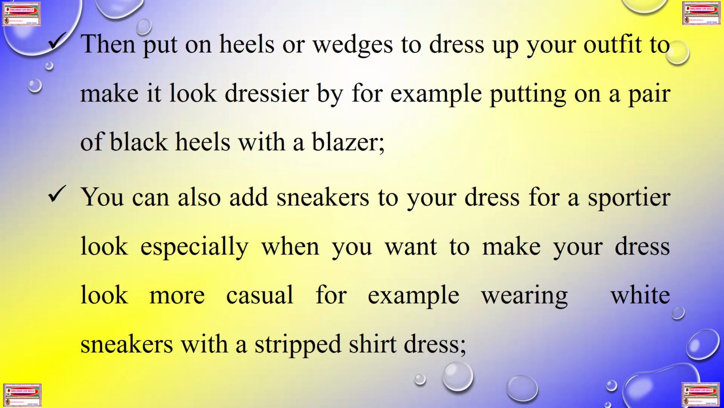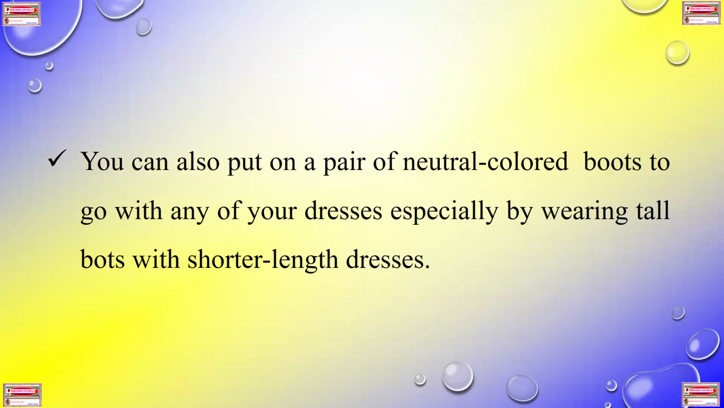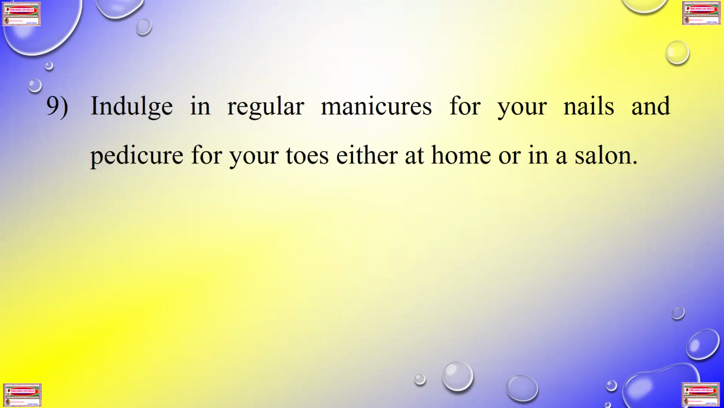You can also add sneakers to your dress for a sportier look, especially when you want to make your dress look more casual. For example, wearing white sneakers with a striped shirt dress. You can also put on a pair of neutral colored boots to go with any of your dresses, especially by wearing tall boots with shorter length dresses.